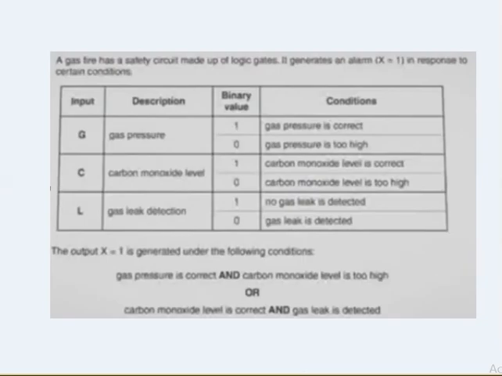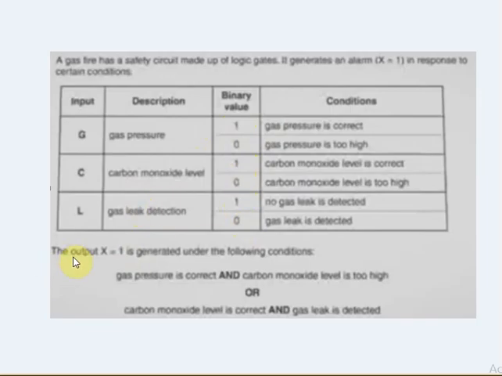Now here: gas pressure, carbon monoxide level, gas leak detection. Now always 1 if it is correct, 0 if not correct. Right? Pressure is okay, means 1. Carbon monoxide level is okay, means 1. Gas leak: no gas leak, means 1.